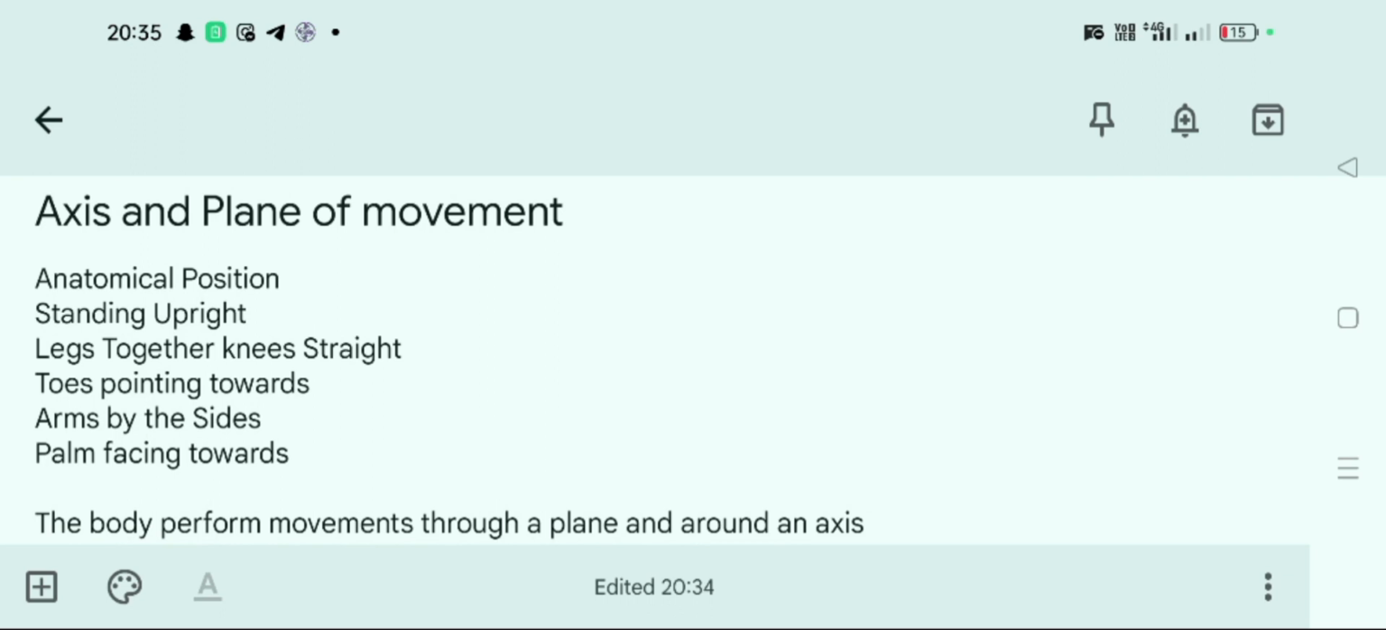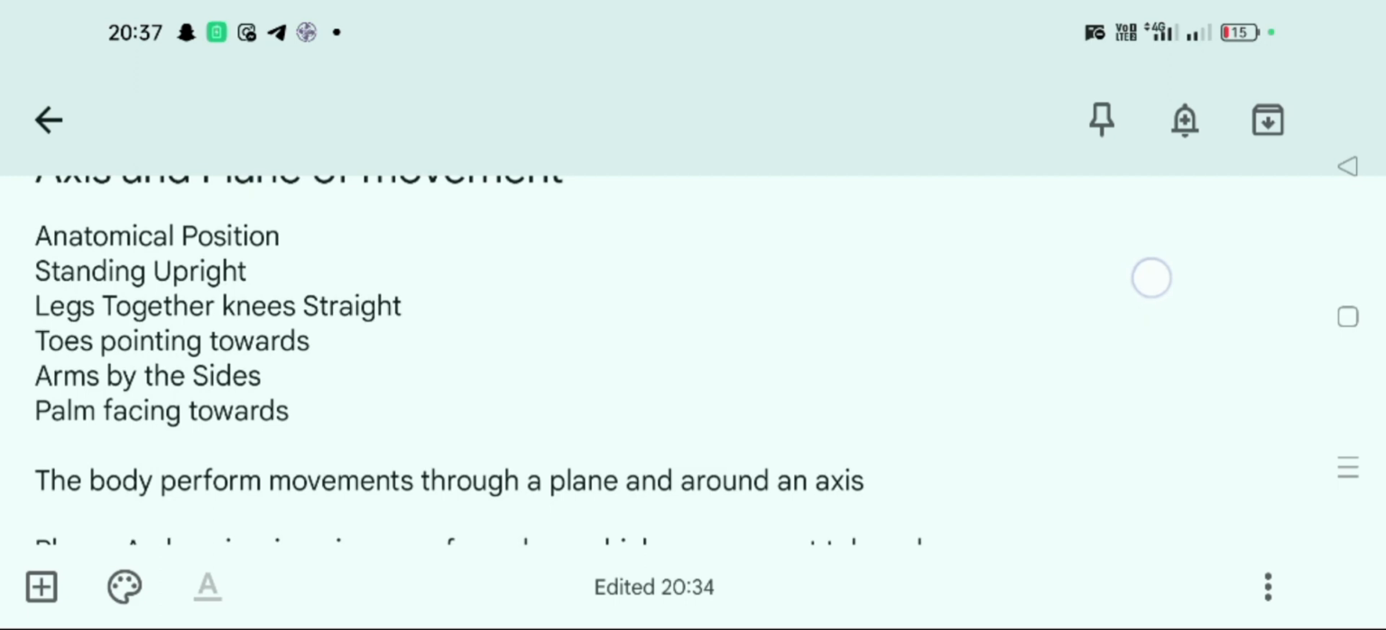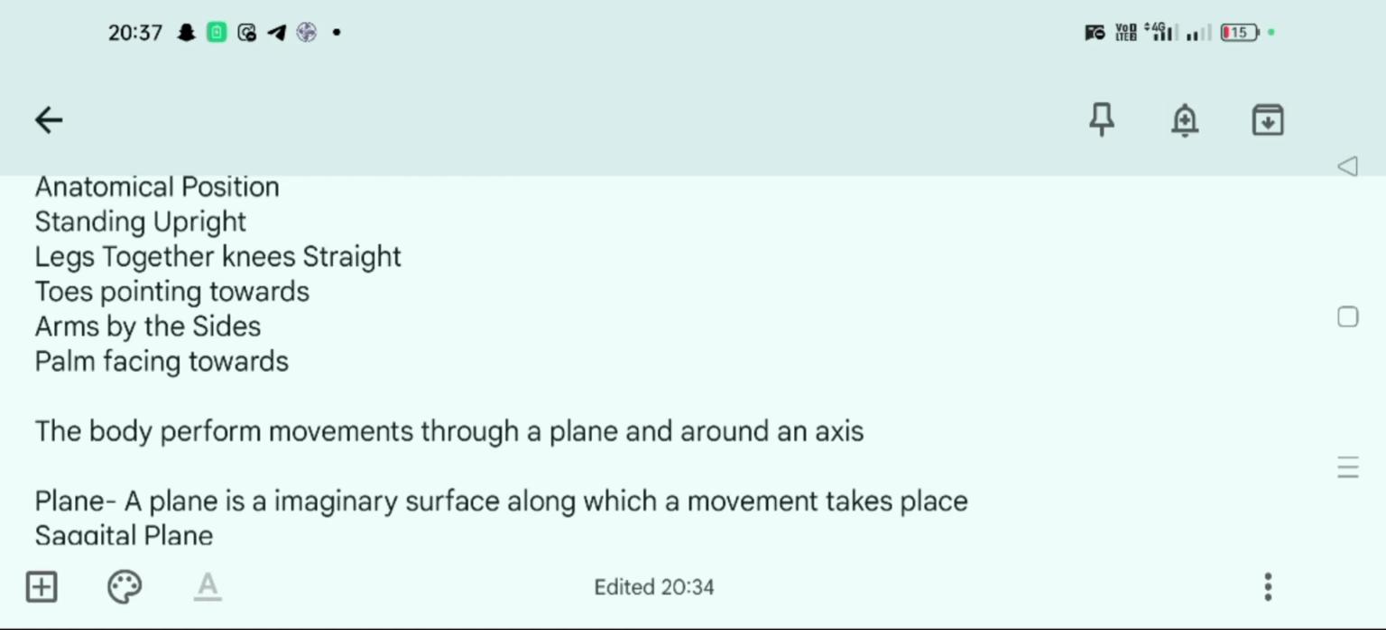Before we understand the axis and plane of movement, we need the normal anatomical position of the body. The normal anatomical position is when the body is standing upright, legs together, knees straight, toes pointing forward, arms by the side and palms facing forward. This is the normal anatomical position.